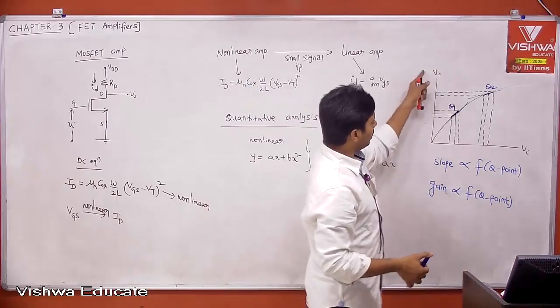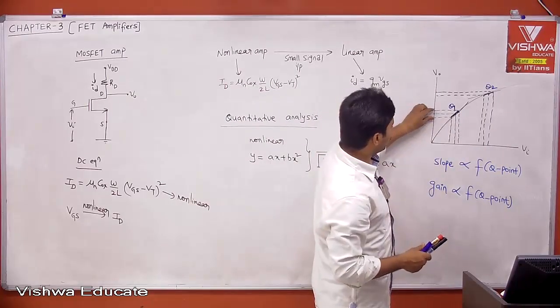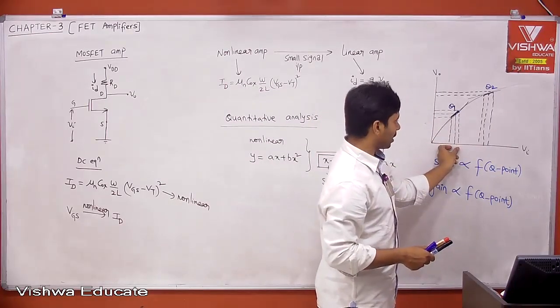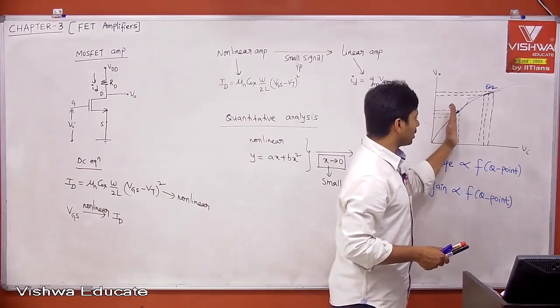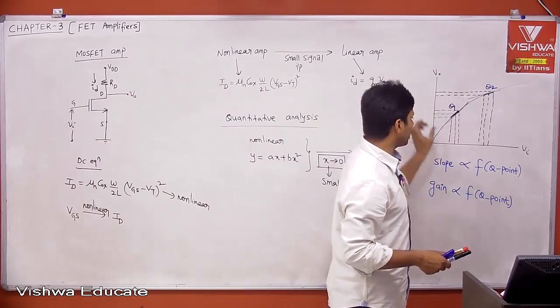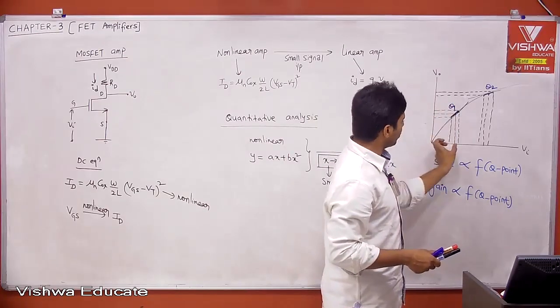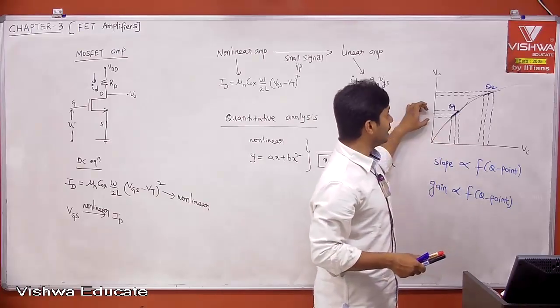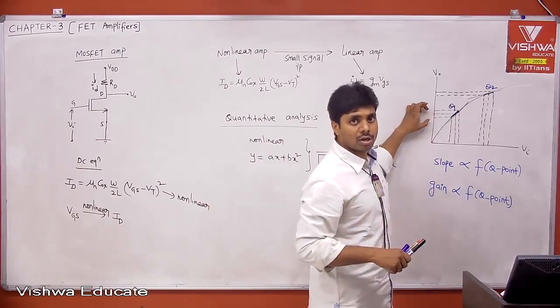Therefore, V0 by Vi is nothing but your gain, right? The output peak to peak divided by input peak to peak is nothing but your gain. Therefore, let us say I am operating here. That is my operating point. Then output peak to peak divided by input peak to peak. And we are applying small signal input. Therefore, we are getting linear output, without any amplitude distortion.